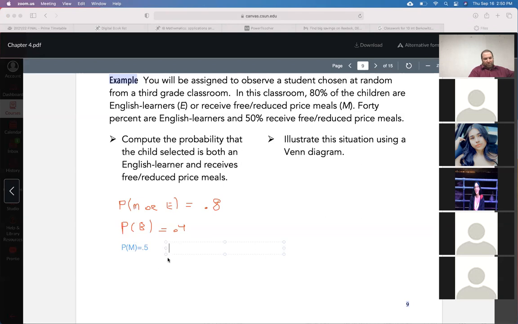Right. Okay. So a new text box. So now what do we want? Compute the probability that the child selected is both an English learner and receives free/reduced price meals. What would I write mathematically? What am I looking for here? The probability of M and E. P of M and E equals, and right now we have a question mark. This is what we're looking for.